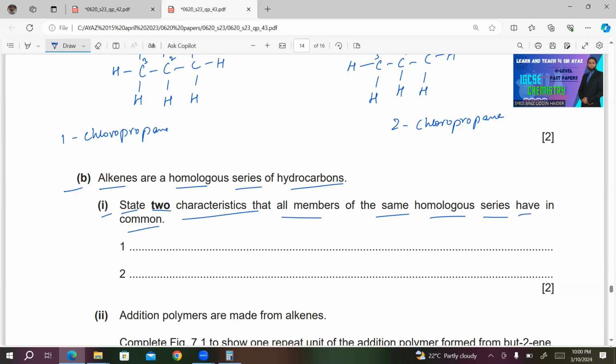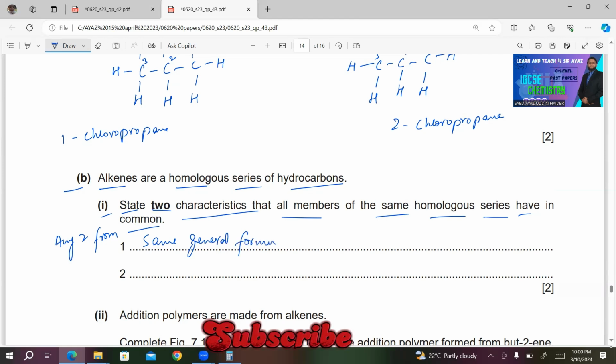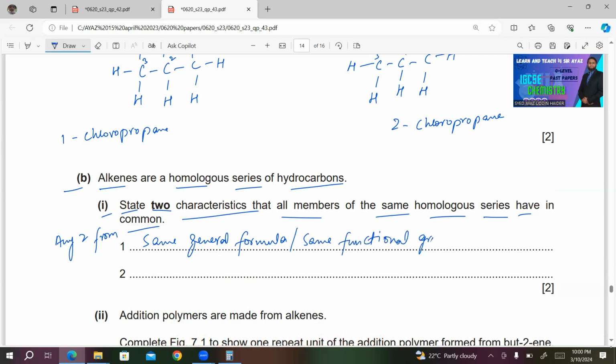So we'll write any two from: same general formula, same functional group, same chemical properties, same or similar method of preparation.